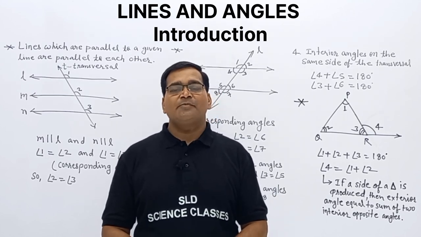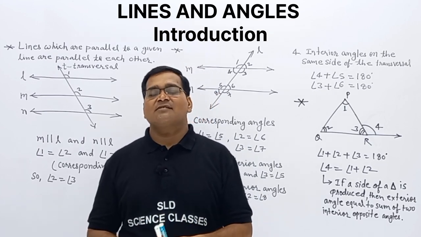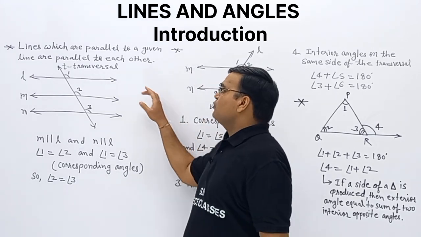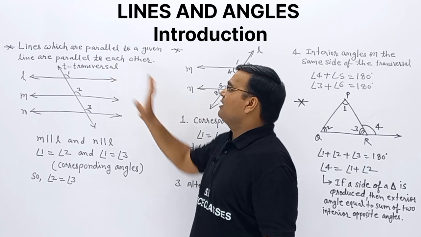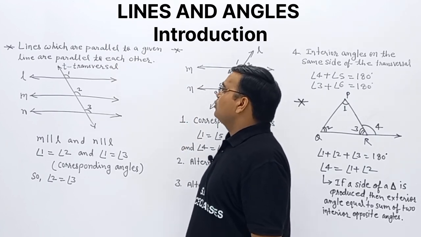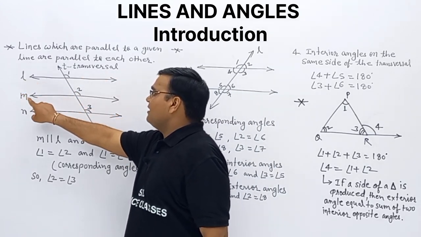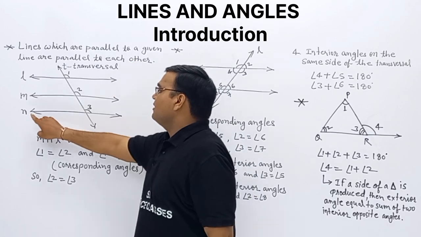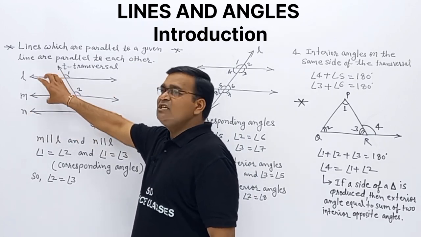What concepts will we use in exercise 6.2? Observe, the first one is: lines which are parallel to a given line. Two lines, L and M, are both parallel lines, and a third line N is parallel to these lines.